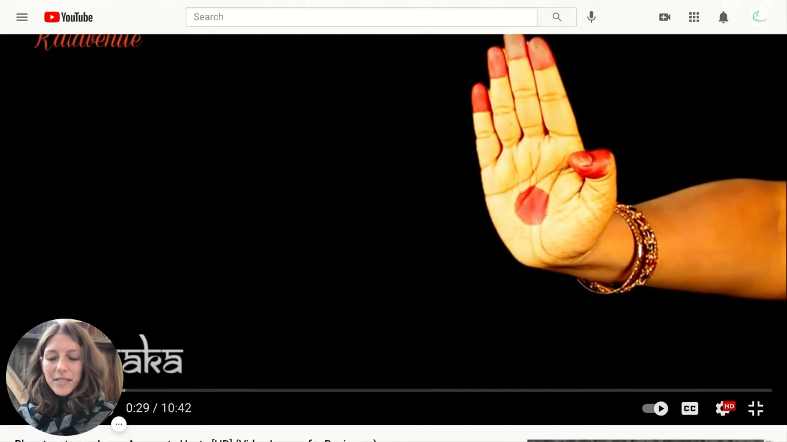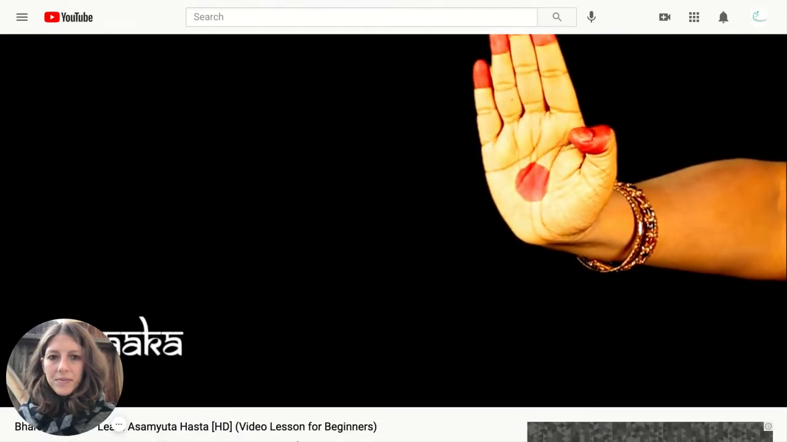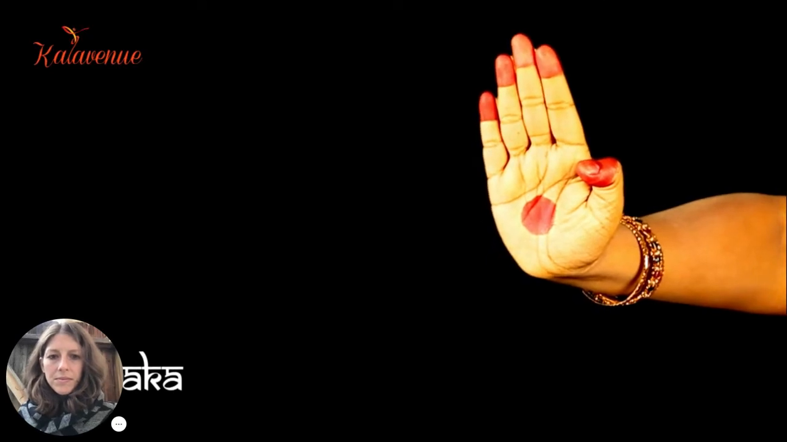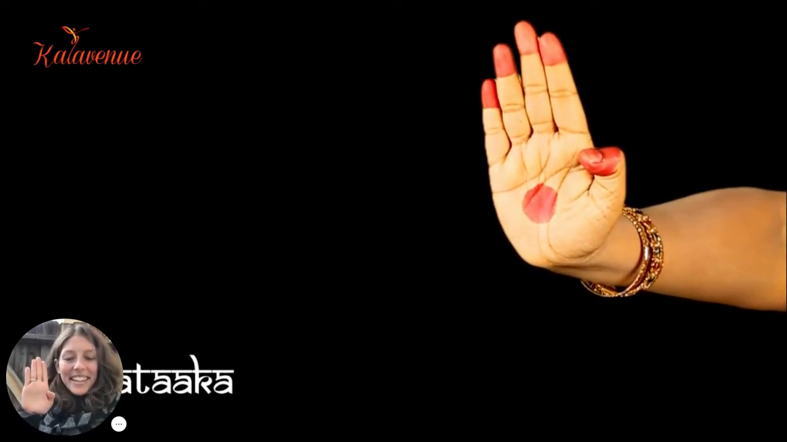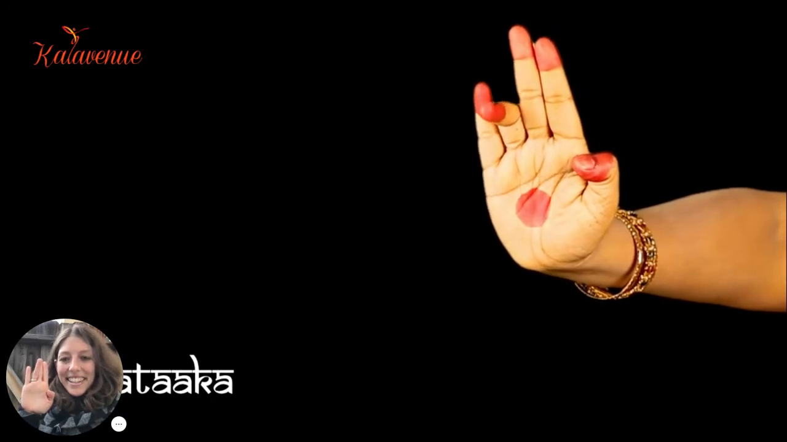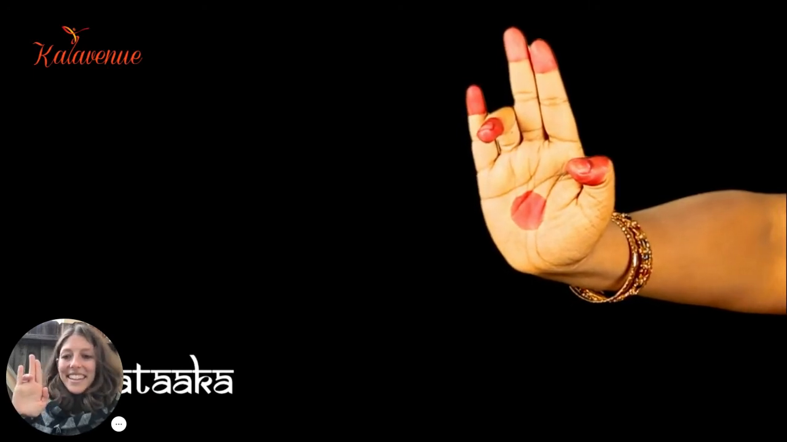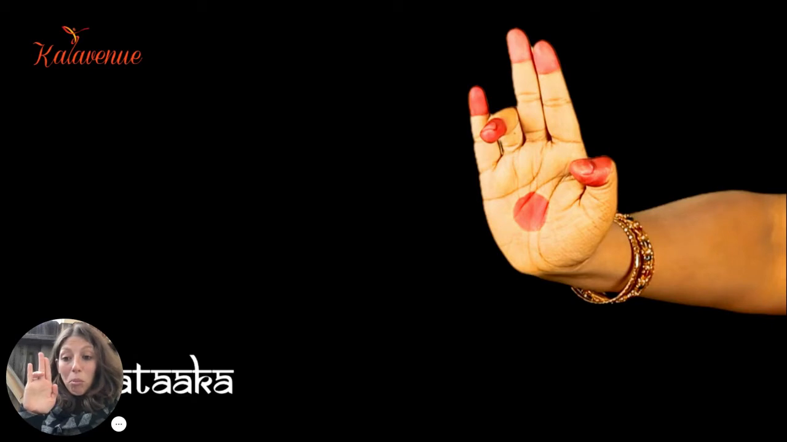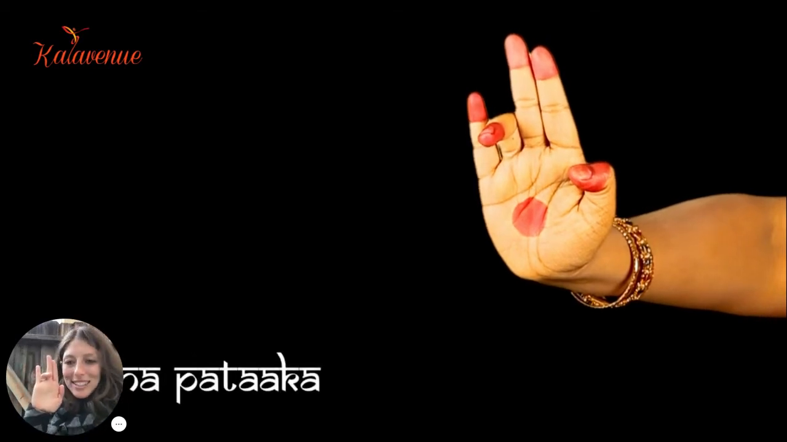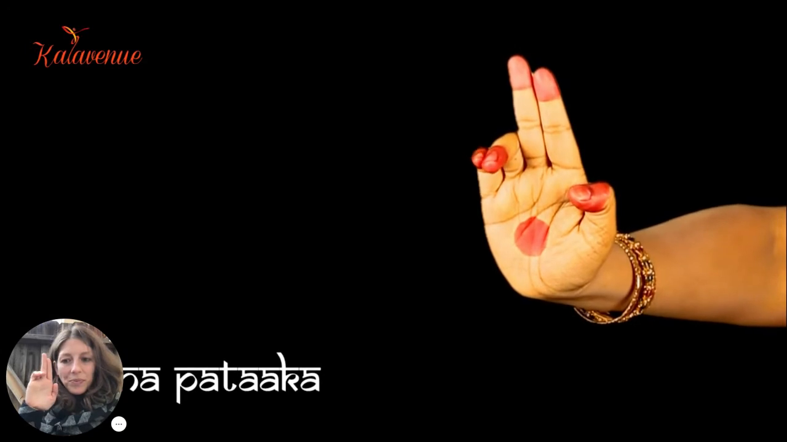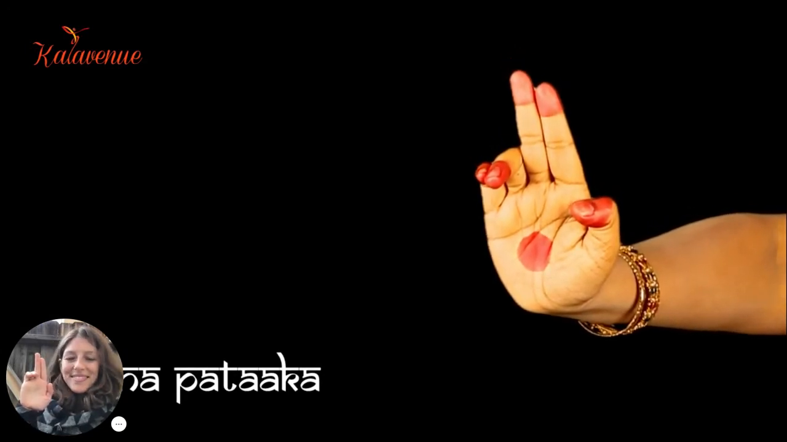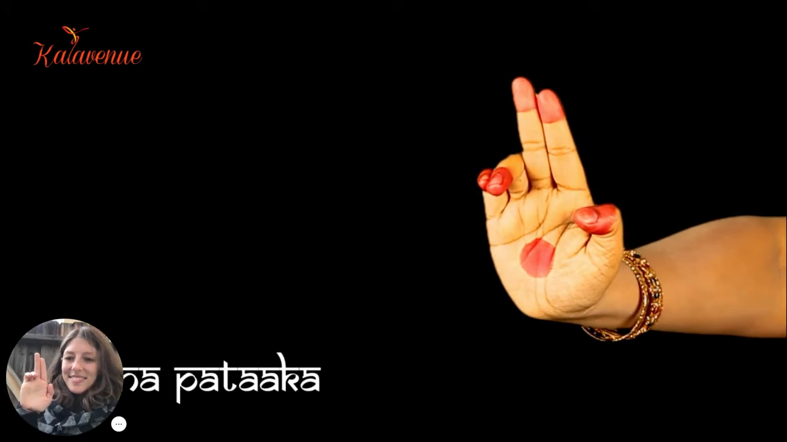Pataka. Here, the thumb is bent to touch the fingers and the fingers are extended. This is pataka and the meaning is a flag. Tripataka. When the ring finger is bent in a pataka hand, it becomes tripataka. And this denotes a flag with three colors. Very specific. A flag with three colors. When the ring finger and the little finger are bent, it then becomes Ardhapataka, which denotes half of a flag.